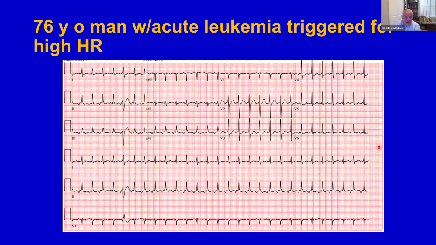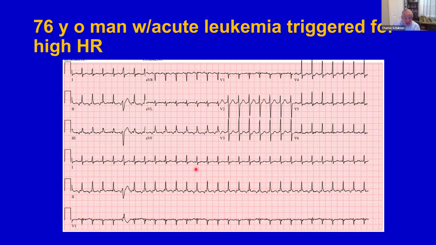So here is a 76-year-old man who's in the hospital for treatment of acute leukemia, who triggered for a high heart rate. I mean, the monitor recorded a high heart rate, and the nursing staff called the physician on call. And so here you have a narrow complex regular tachycardia. The rate is over 150, 160, possibly.